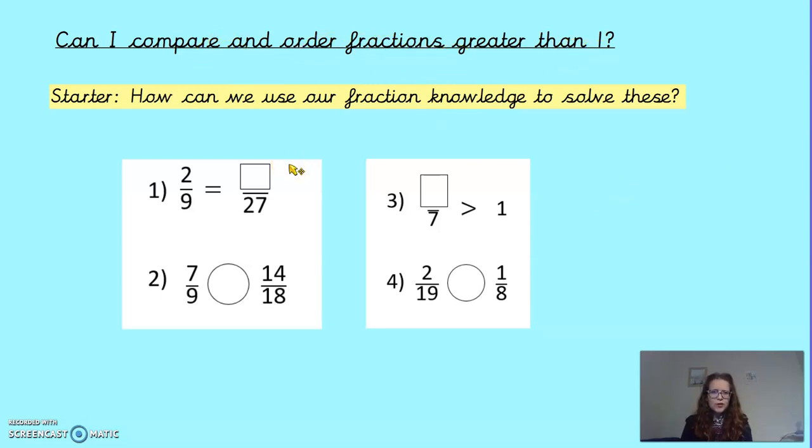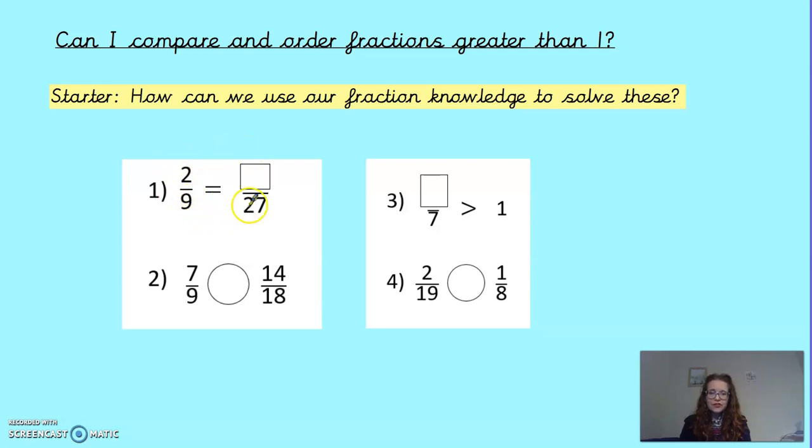Right, let's start with using our fraction knowledge to solve these. What do you notice about these? Let's have a look at number 1. Now this is the equal sign, which means that these two fractions have to be equivalent. And if they're equivalent, what does that mean? It means we have to do the same to the bottom as the top.